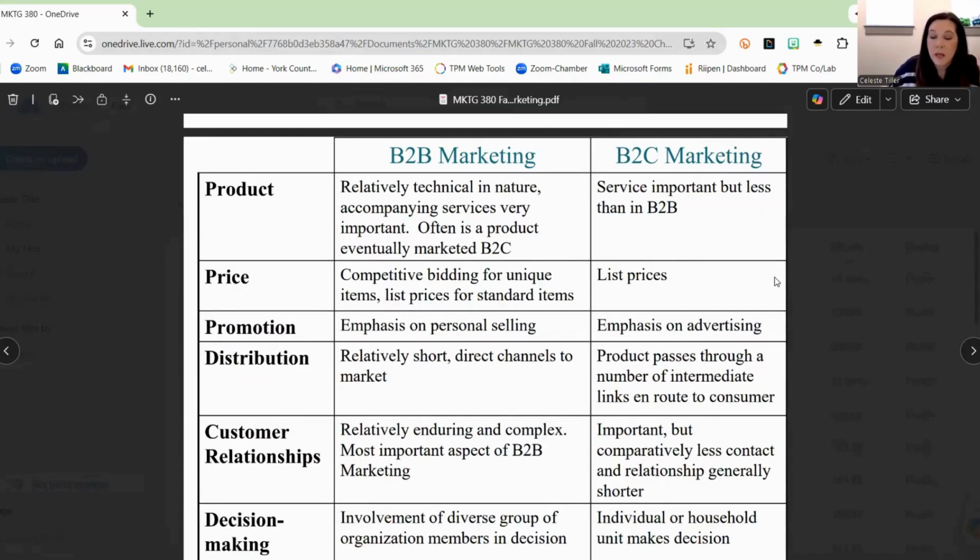Okay. Here's a great way to show you the difference between B2B and B2C marketing when it comes to our four Ps and a few other things. So when it comes to the product, remember that's where we're starting. Generally in B2B marketing, it's relatively technical in nature, meaning that the services that go with that product are very important. And usually, whatever product is being created because of that B2B transaction or relationship, it's often sold to us as the consumer. In B2C marketing, service is less important than in B2B, but we do care about that, especially depending on what type of product we are purchasing.